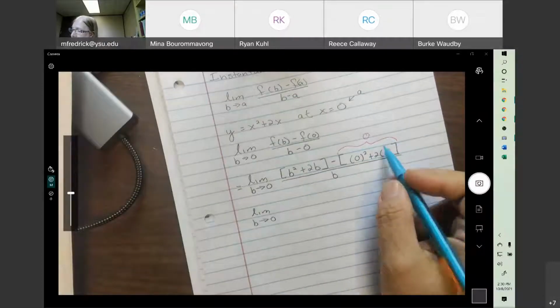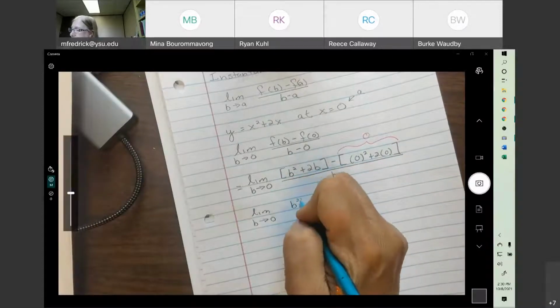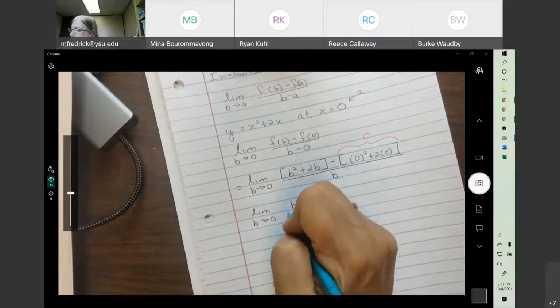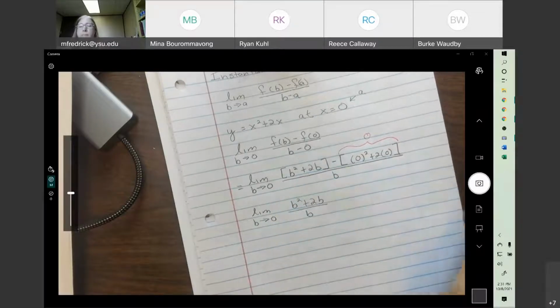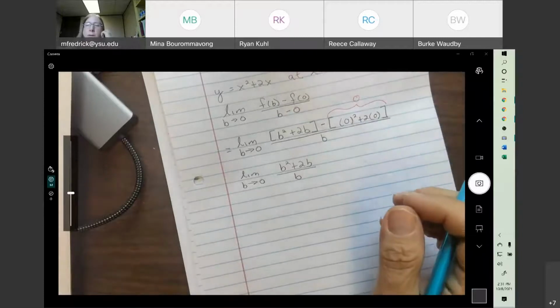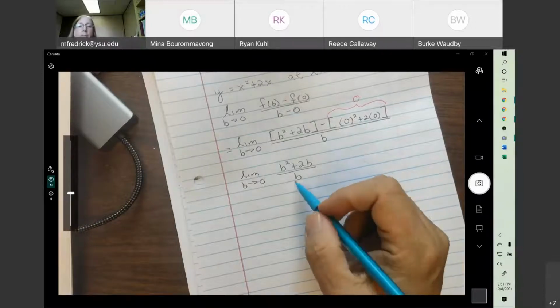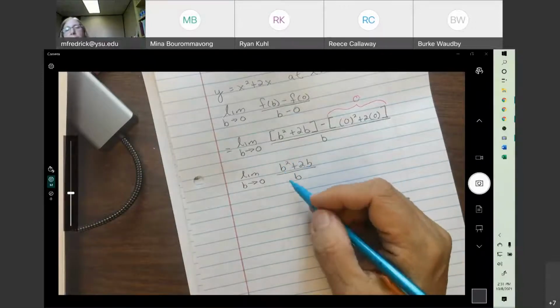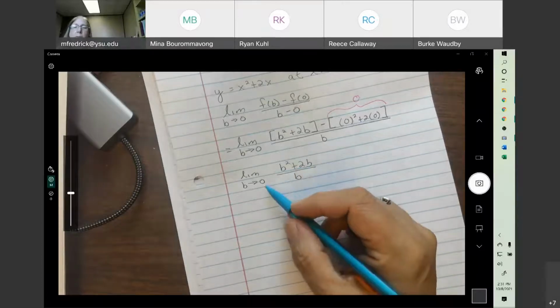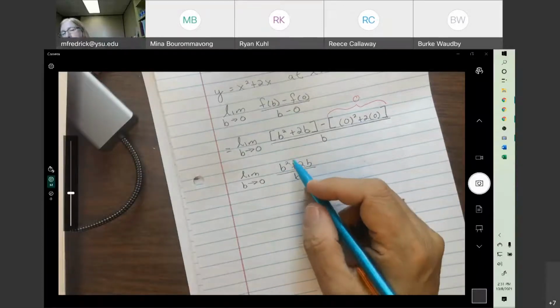So this drops out. There's nothing in front to distribute, so it's just b squared plus 2b over b. Any questions so far? Okay, if we plug the 0 in right now, we'd have 0 over 0 because we definitely have 0 in the denominator. So we have to try and simplify this.